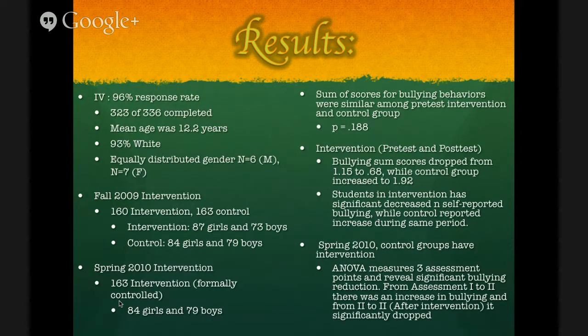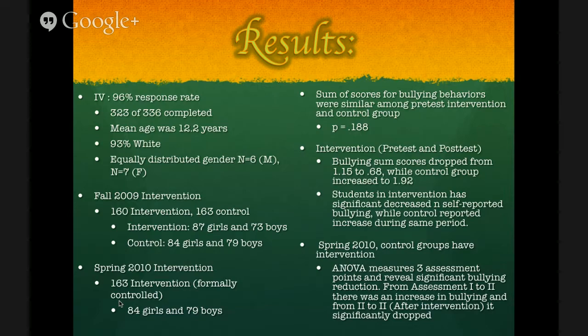And these are our results. Our independent variable had a 96% success rate. So 323 students of the 336 completed our survey in our complete 16-week intervention group. Average age was 12.2 years. It was predominantly white, and it was equally distributed between sexes. So there were a little bit more females, but mostly equally distributed.